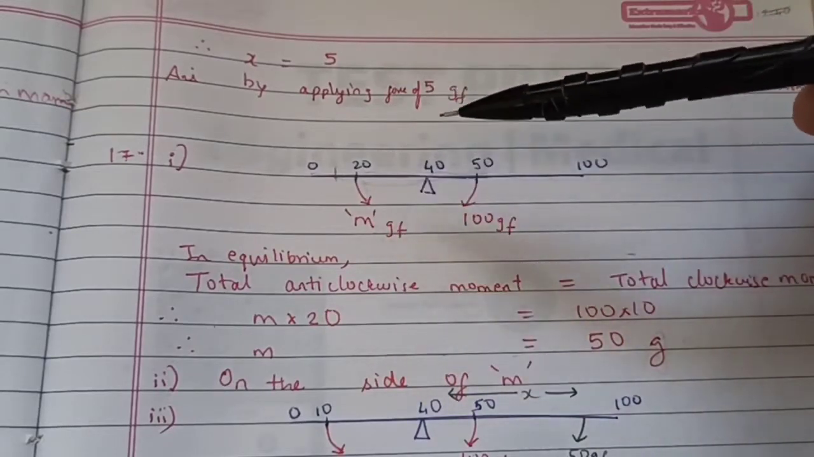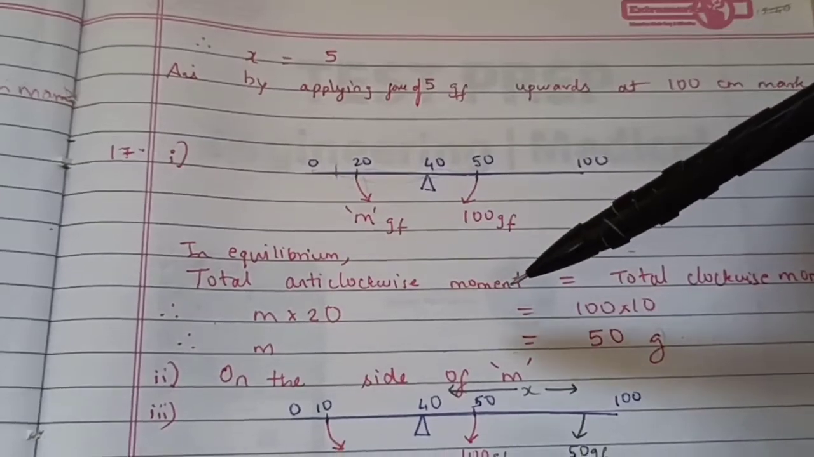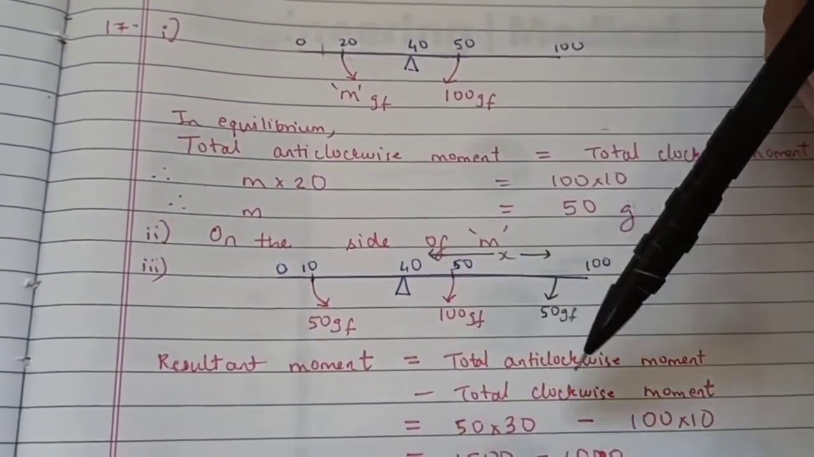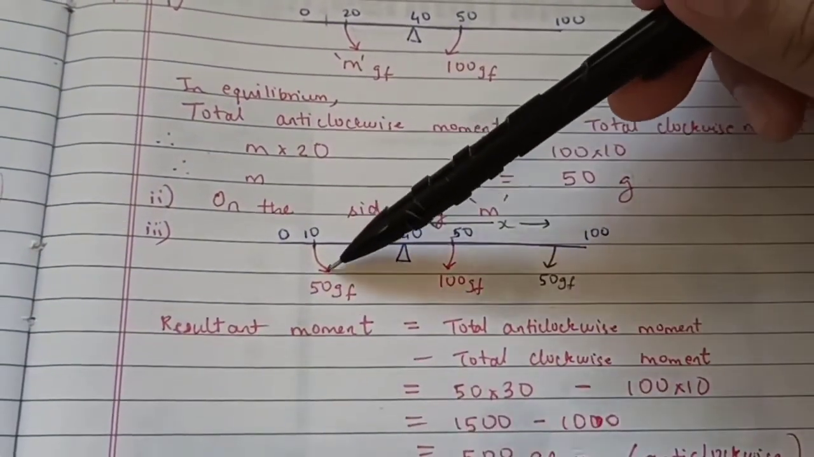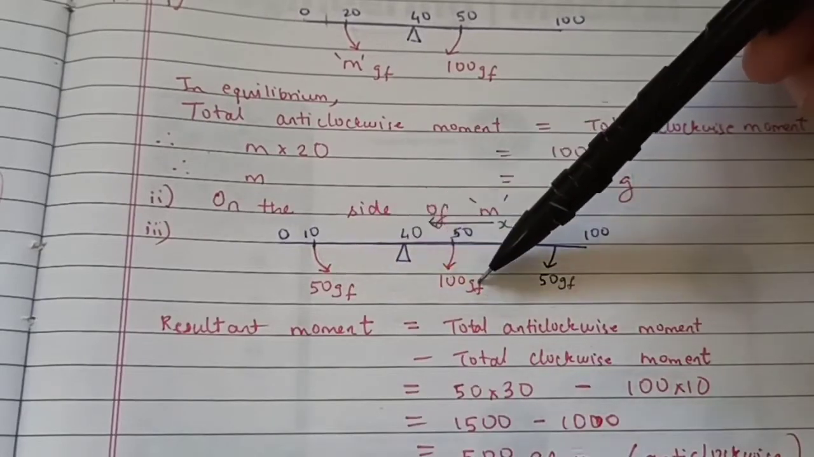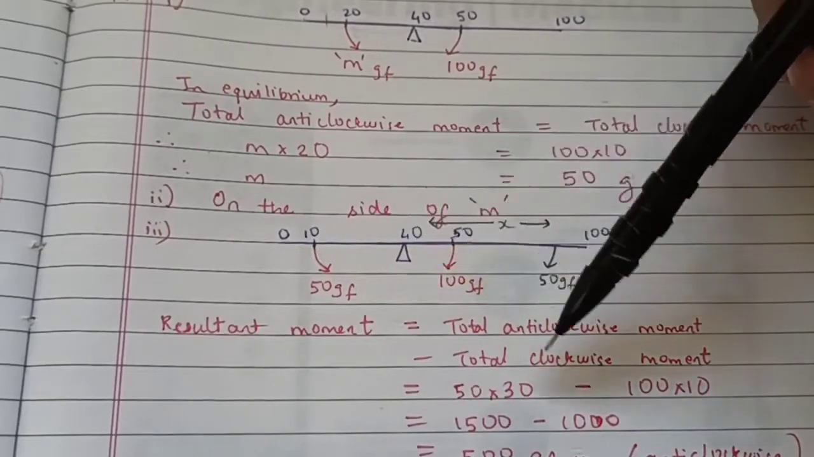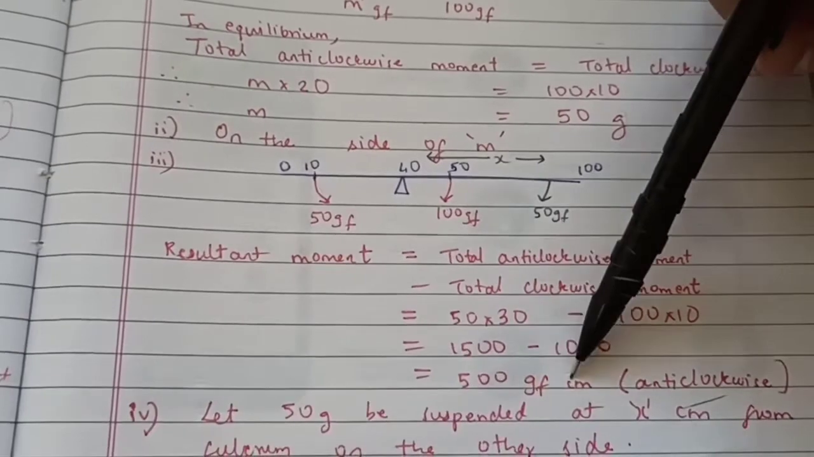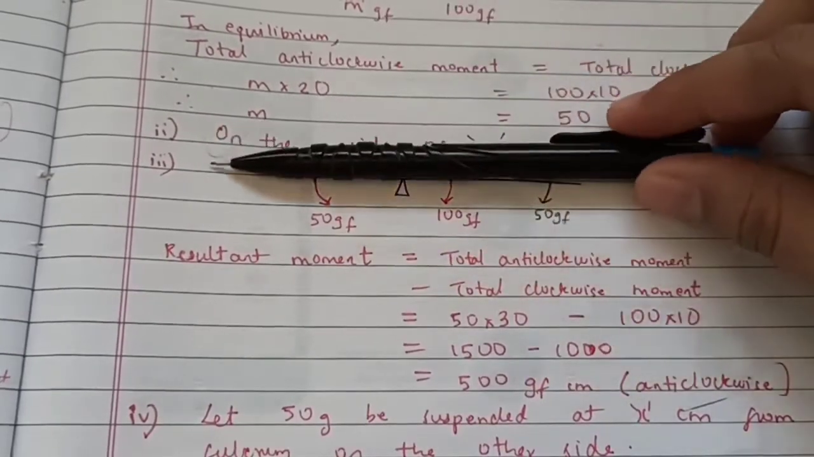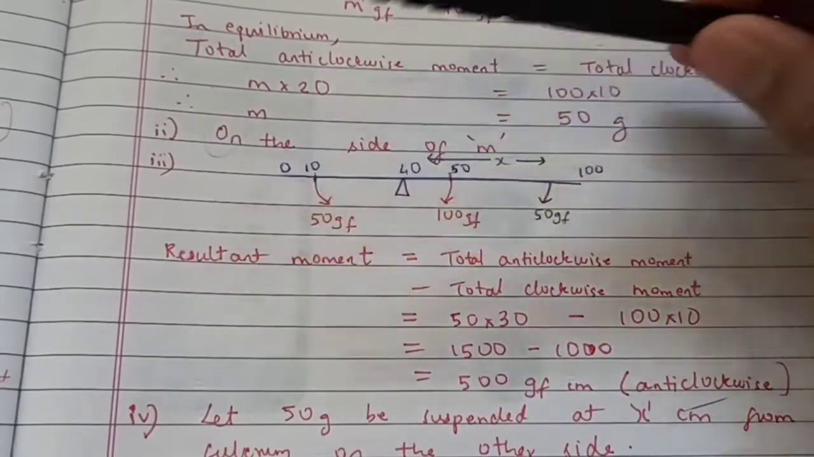Roman number 3 is, what is the resultant moment now? Resultant moment is always anti-clockwise minus clockwise. What is anti-clockwise? 50 into 30. And clockwise is still the same, 100 into 10. So there is an excess torque of 500 GF centimeter anti-clockwise. That means it will tilt like this, anti-clockwise.